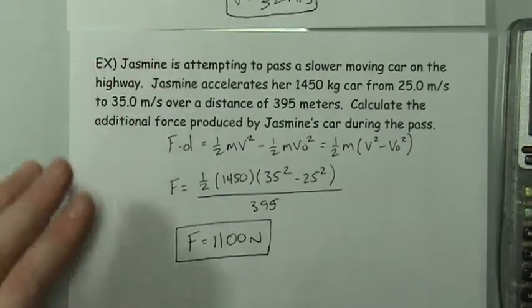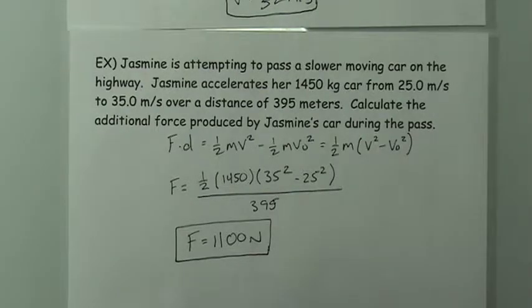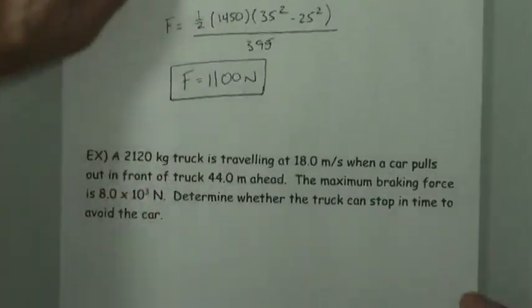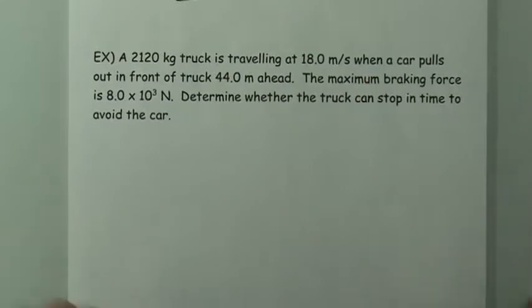And that's it. So we looked at an example problem where we solved for velocity. We looked at an example problem where we solved for the force that was being applied. And we'll take a look at one last question, where we look for the distance or the displacement of the object. So in this case, a 2120 kilogram truck is traveling at 18 meters per second when a car pulls out in front of the truck 44 meters ahead.